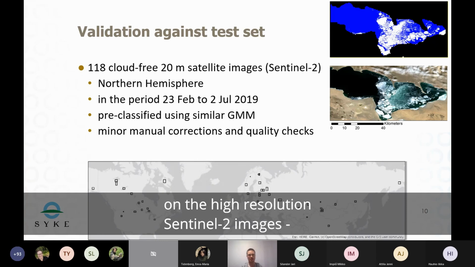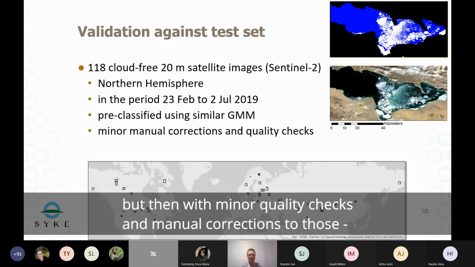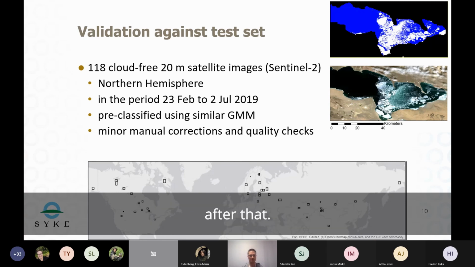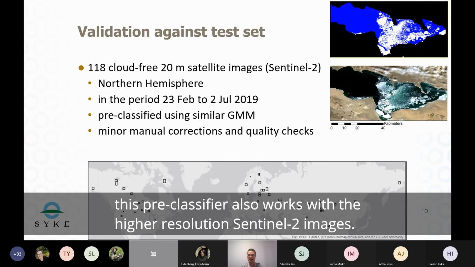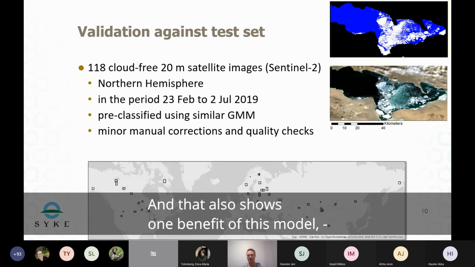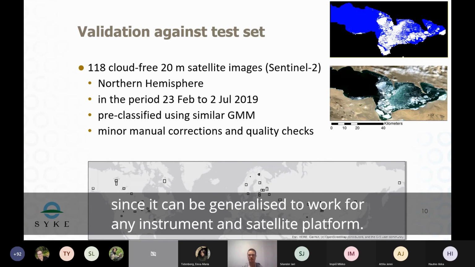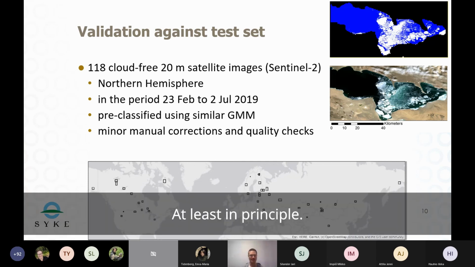And finally, these have been validated against a test set that is formed using a similar classifier on the high-resolution Sentinel-2 images, but then with minor quality checks and manual corrections after that. But as you can see in the top right image, this pre-classifier also works with the higher resolution Sentinel-2 images, and that also shows one benefit of this model, since it can be generalized to work for any instrument and any satellite platform, at least in principle.